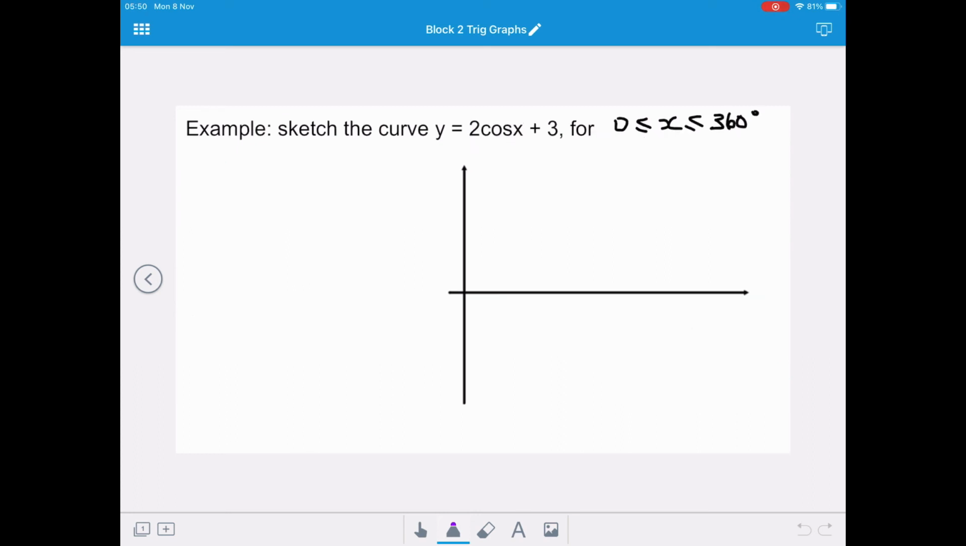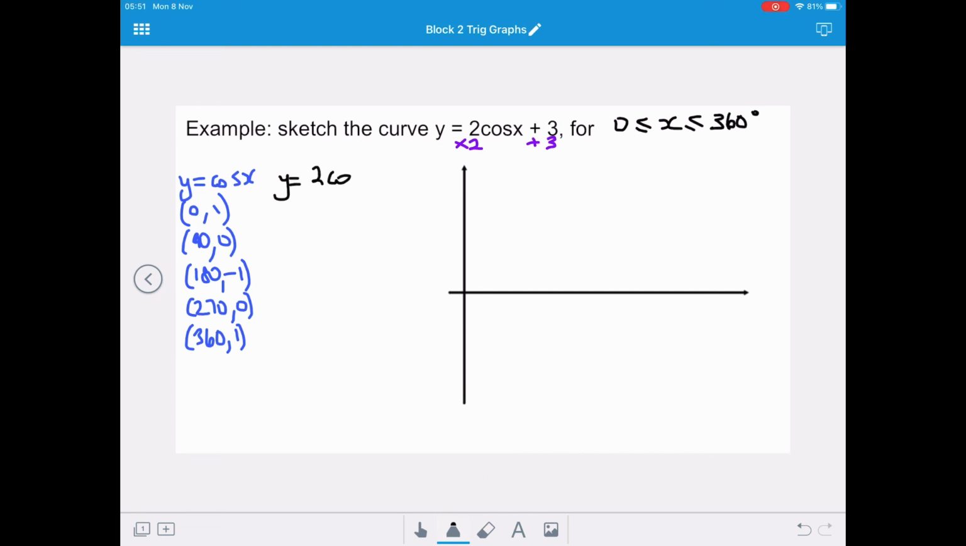So our final example, we want to sketch the curve y equals 2 cos x plus 3 in the domain 0 to 360 degrees. So again, we're only affecting our y coordinates, we're multiplying them by 2 and then adding on 3, remember BODMAS. So our key points on a y equals cos x curve are 0, 1; 90, 0; 180, negative 1; another root at 270, 0; and finishing on a maximum of 360, 1. And for this curve, we're sketching y equals 2 cos x plus 3.